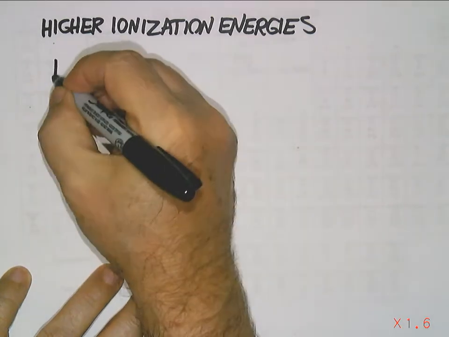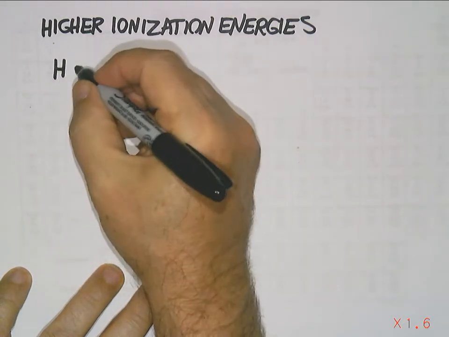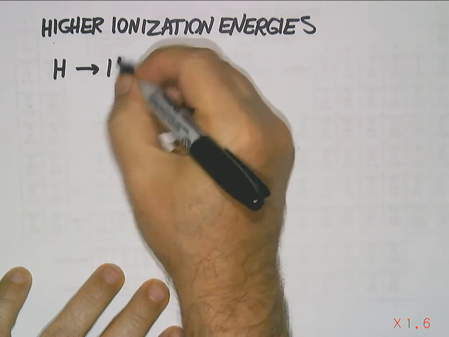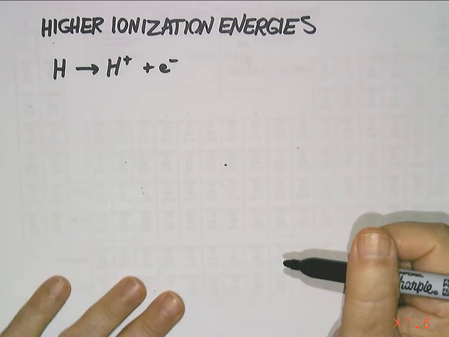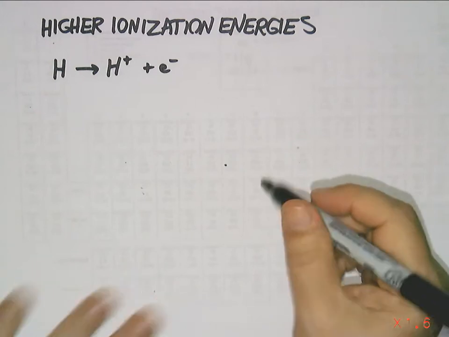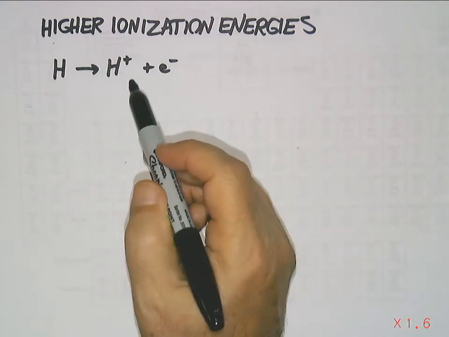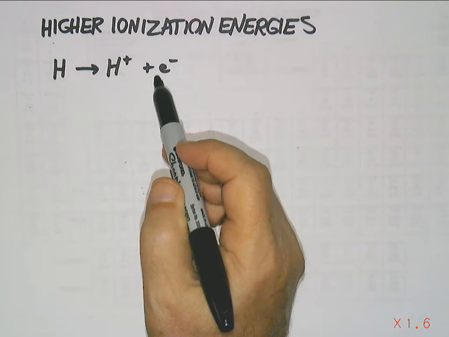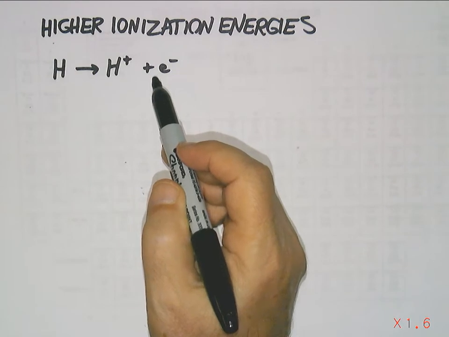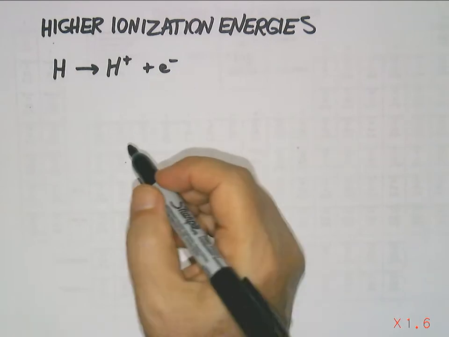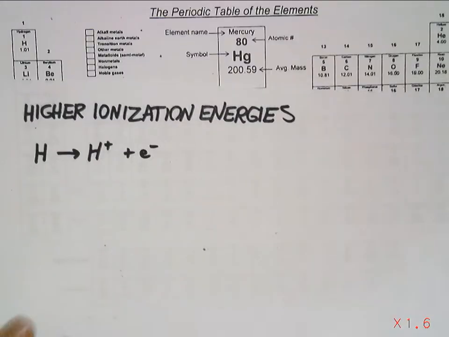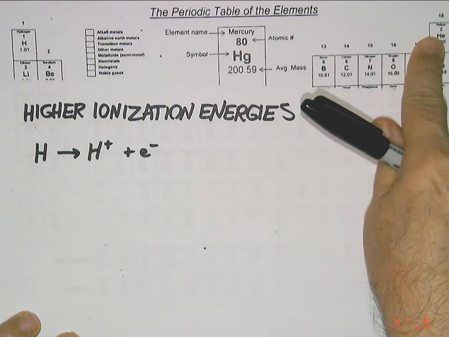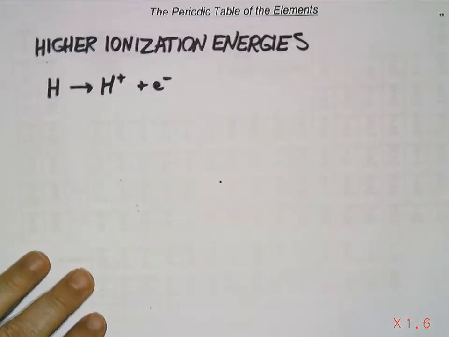Now, we saw that ionization energy was the amount of energy it takes to pull an electron off of an atom in the ground state. And there is only one ionization energy for hydrogen because hydrogen only has one electron to take. You can't take any more from it. If you look at helium, it has atomic number 2, so it has 2 electrons.